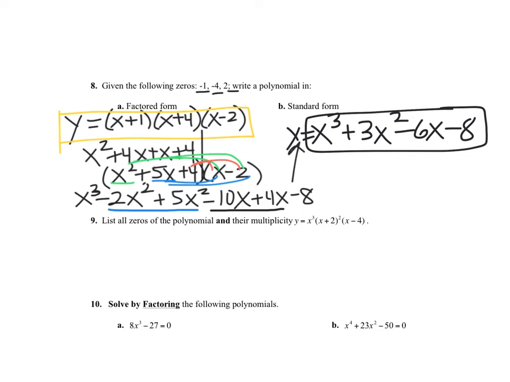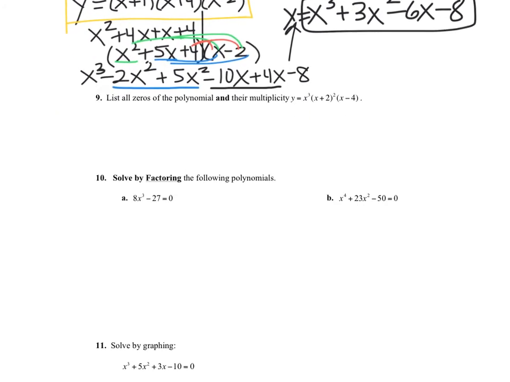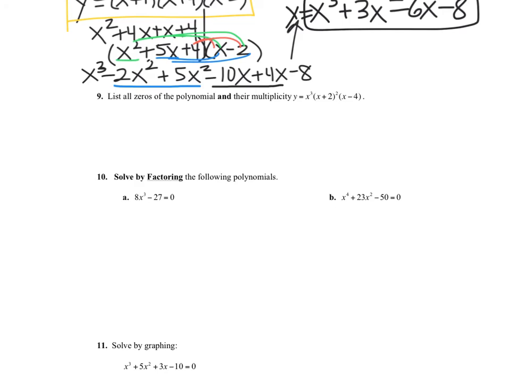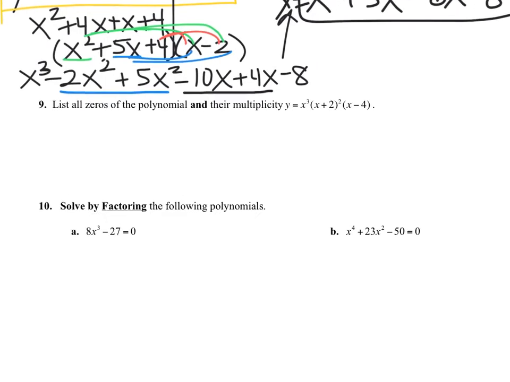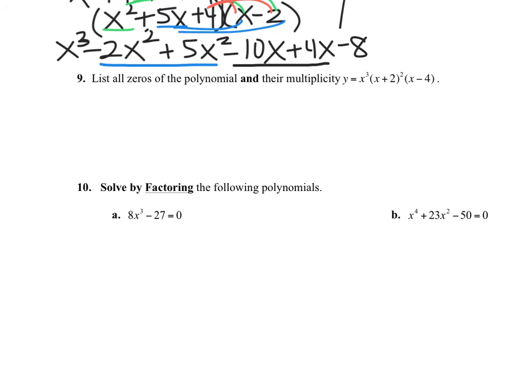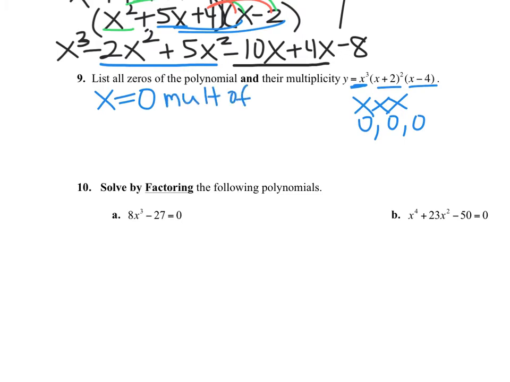All right. Number 9. List all the zeros of the polynomial and their multiplicities. Okay, so let's take a look over here. I've got 1, 2, 3. So from this first one right here, my 0 would be x equals 0. But because that x happens 3 times like that, I end up getting 0 3 times. So 0 has a multiplicity of 3.